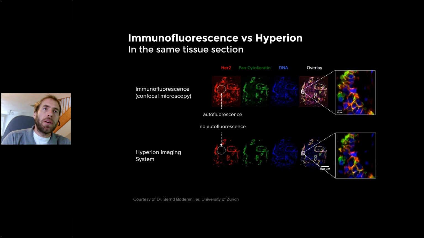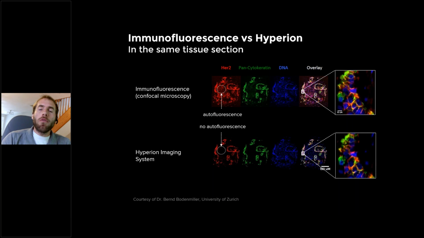So how does the Hyperion compare to immunofluorescence? This is actually images taken from the exact same tissue section, the exact same region, right? On the top, you have immunofluorescence done with some confocal microscopy, and this is courtesy of Bernd Bodenmiller's group at the University of Zurich. And one of the things I'd like to point out is, besides the images looking very similar here from what you have on the confocal compared to what you have on the Hyperion, on the confocal, you actually have regions of autofluorescence, as you can see here in this HER2 staining. But on the Hyperion Imaging System, that autofluorescence is missing, right? And it's gone, right? And that's simply because we don't have to deal with autofluorescence, as I mentioned previously.